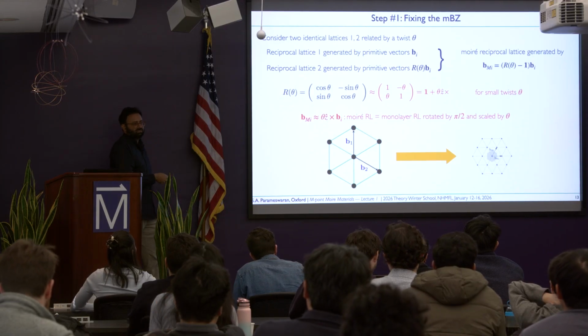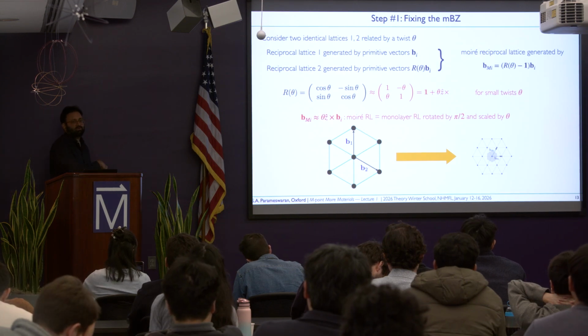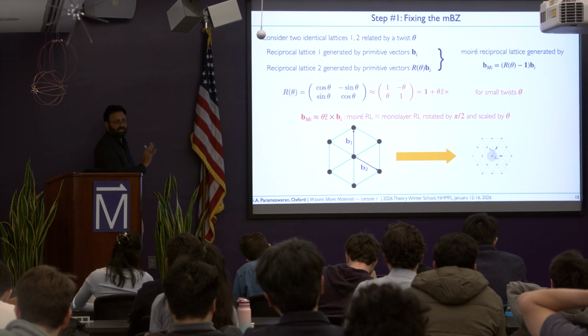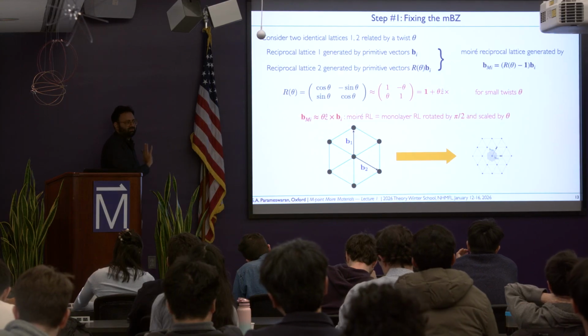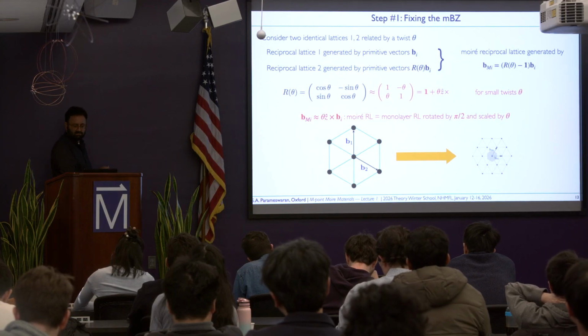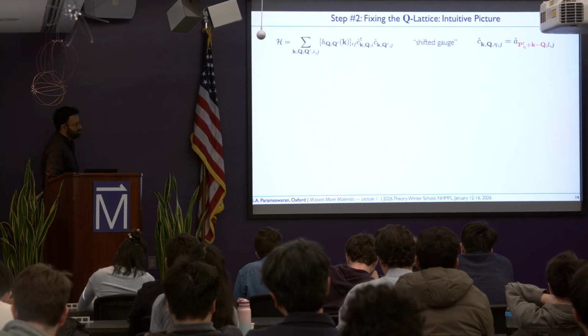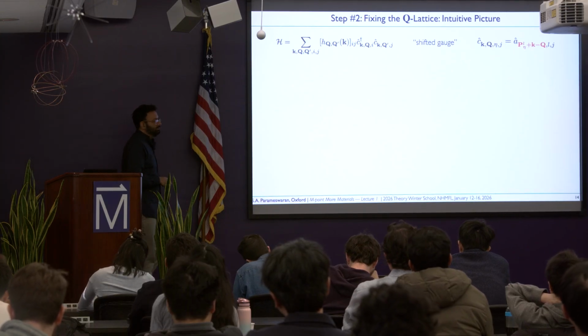It just tells you that if I start with a triangular lattice, I end with a triangular lattice for small twists. So this is a nice way of reminding ourselves that this fixes the Moiré reciprocal lattice, right? That's a good starting point. The next point is to fix this Q lattice, and this I think will clear up any of the confusions.